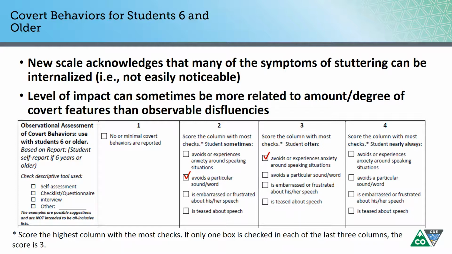In this student's profile, he also reported that he's often embarrassed or frustrated about his speech, but is only sometimes teased about his speech. For this component, we would score the highest column with the most checks. Since both column 2 and column 3 have 2 marks, we would score the highest column, which would be column 3.